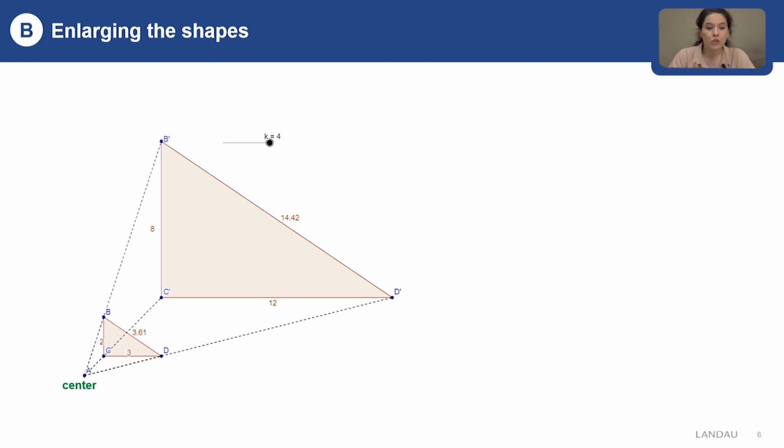As you see, I choose one of them. You can choose either side of the triangle from the image and from the object, but you always have to choose corresponding ones. Then I take the length of the image, which is 8. I will divide it by the length of the corresponding side of the object, which is 2. 8 divided by 2, we get 4. Here, 4 is the scale factor for this shape.